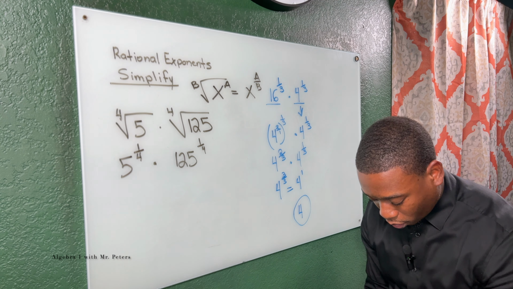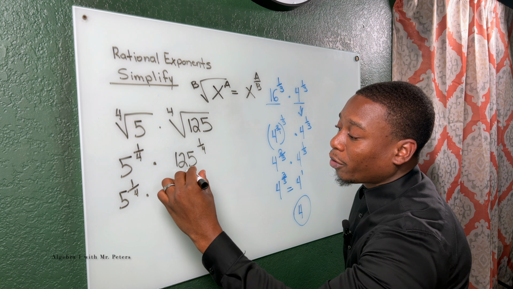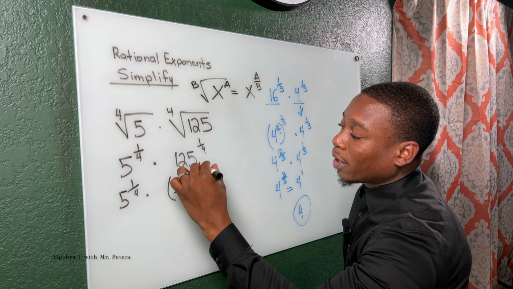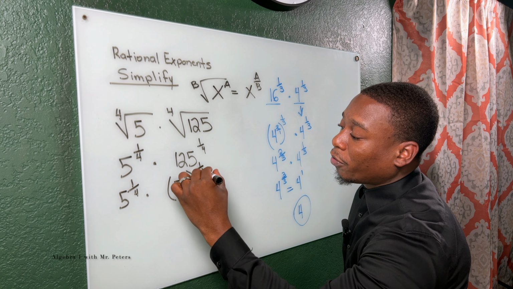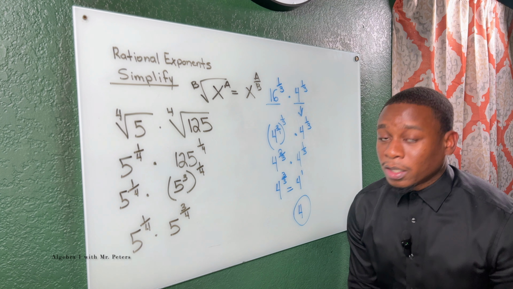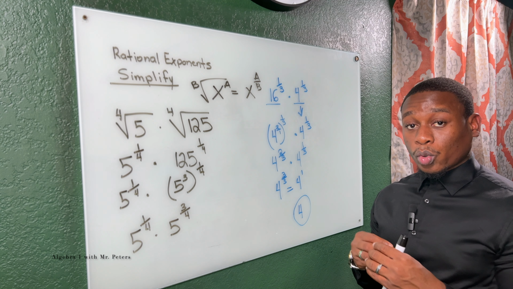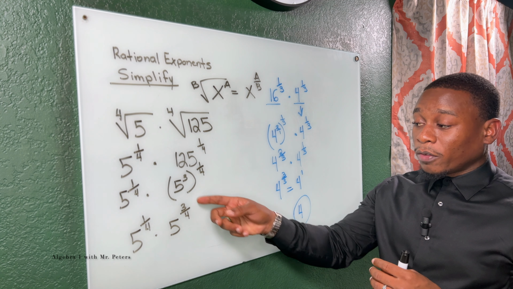125 I could express as 5 to the 3rd power. So this turns into 5 to the 3rd power, and I'm going to raise that to the 1/4 power, right? So we have 5 to the 1/4 multiplied by 5 to the 3/4. Let's double check that we're good right there. Yep, that's absolutely correct.